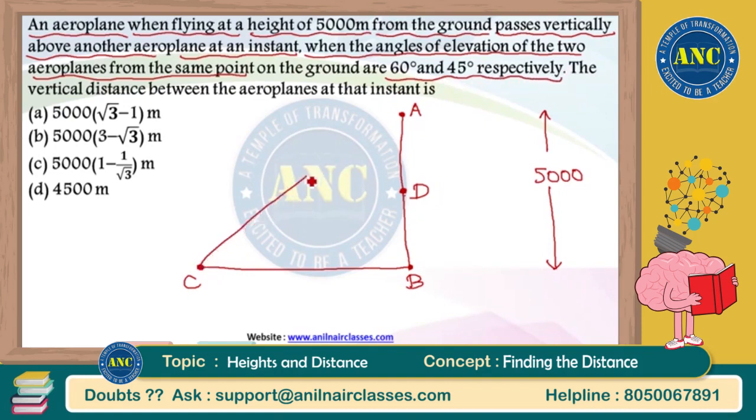That means angle of elevation from here to here is 60 degrees. Angle of elevation from here to here is 45 degrees. I hope you are able to understand the concept. The vertical distance between the aeroplanes at that instant is how much? What is the vertical distance? What is the AD value in this diagram is what they are asking.